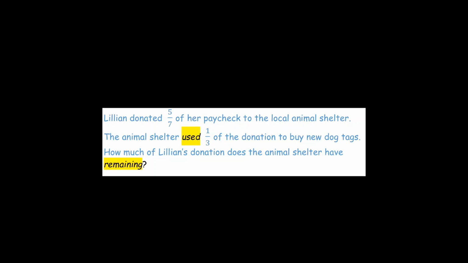Now this one is either adding or subtracting, okay? I'm gonna give you that clue. Lillian donated 5/7 of her paycheck to the local animal shelter. This is what we're dealing with, 5/7. The animal shelter used 1/3. If you're using 1/3 of another fraction to buy new dog tags, how much of Lillian's donations does the animal shelter have remaining? Go back to the beginning of the video to see what remaining tells you about a word problem. What do you need to do to the 5/7 and the 1/3 if you're using 1/3 of 5/7?